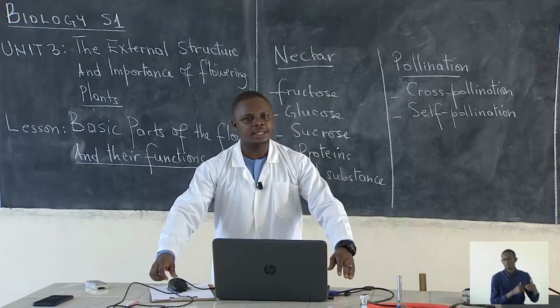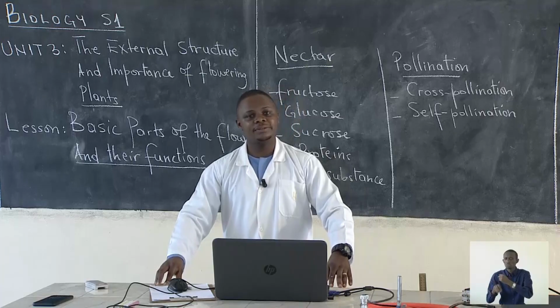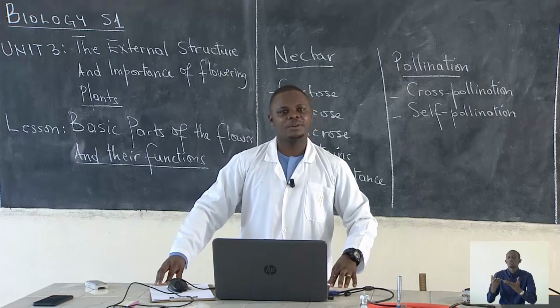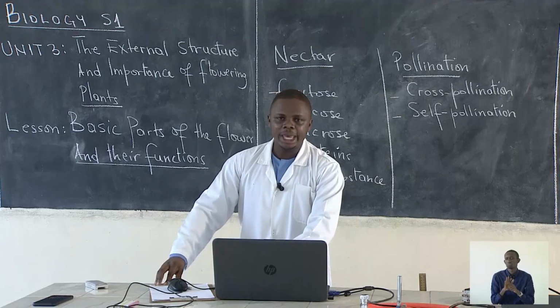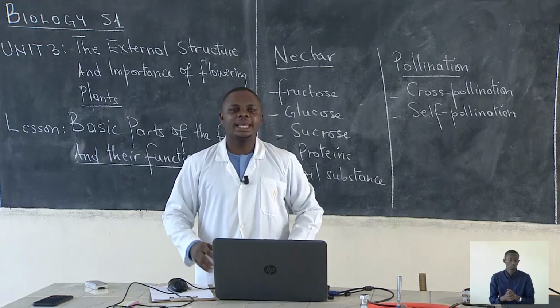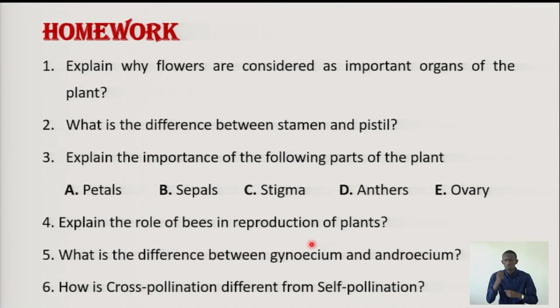Of course, the plant has roots. The plant has the stem. The plant has leaves. The plant has flowers. Flowers are needed for different functions. Before we end our lesson today, let us test our level of understanding. This is your homework. Students, the first question says, explain why flowers are considered as important organs of the plant.